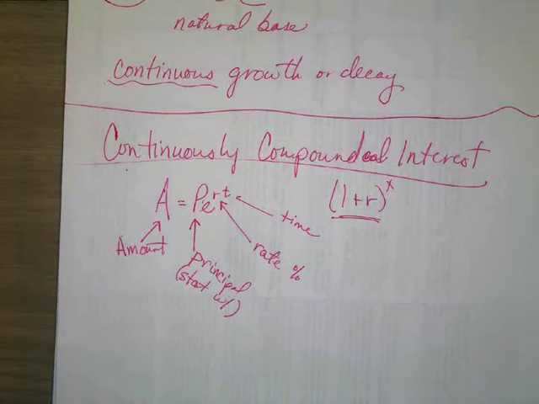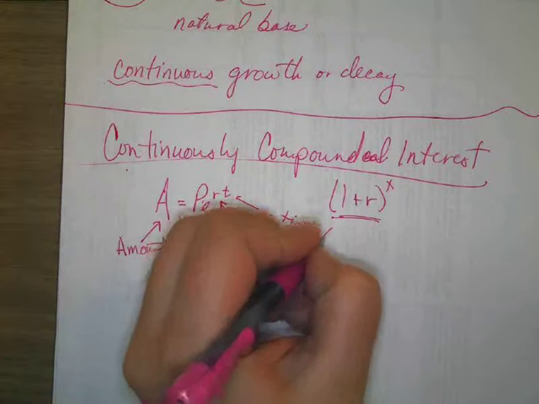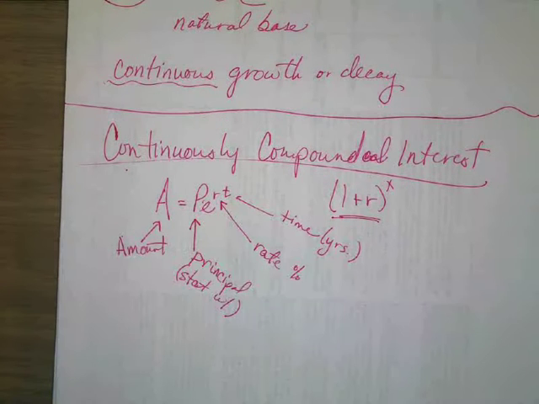What does that first thing say? Amount? Or what is it? Amount. Oh, amount. And time is measured in years. Is it always years? Yes.